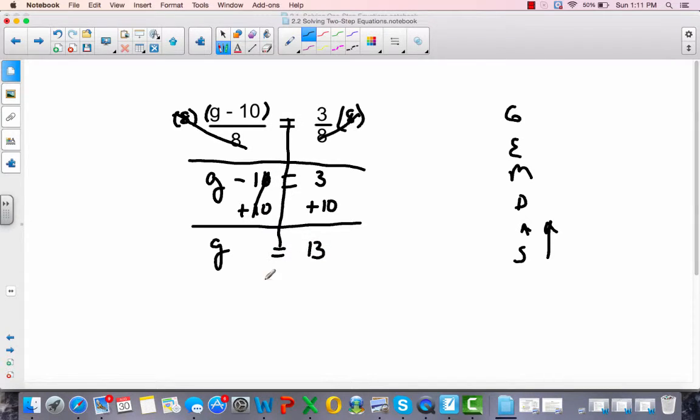So we check our answer. 13 minus 10 over 8 equals 3 over 8. 13 minus 10 is 3 over 8 equals 3 over 8. Check.